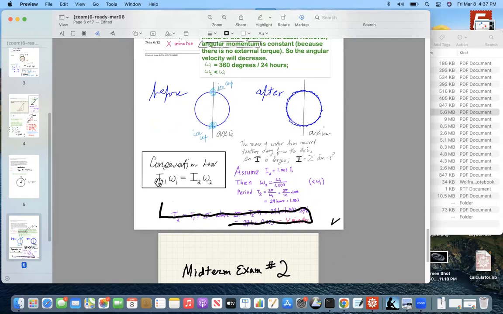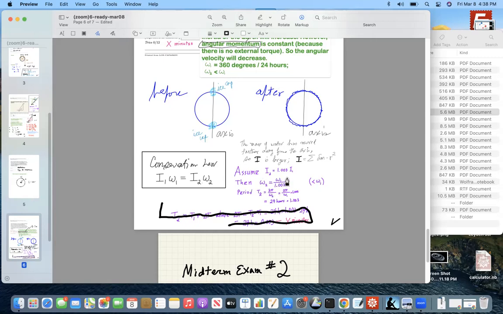So here's the conservation law: I1 omega 1 equals I2 omega 2. Now, omega 1 is 2 pi over 1 day. It's the angular velocity, so it's the distance, 2 pi, over the time, 1 day. It takes 1 day for a point on the Earth to go around the axis. So omega 1 is 2 pi over 1 day. That goes with moment of inertia I1. But now the moment of inertia is going to increase to I2. So now calculate omega 2.